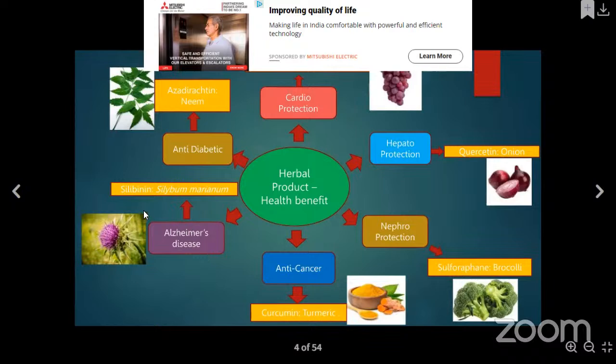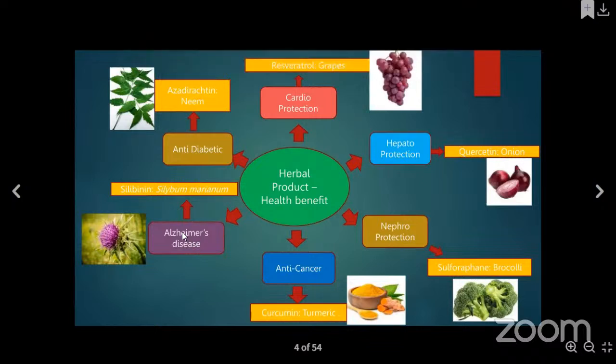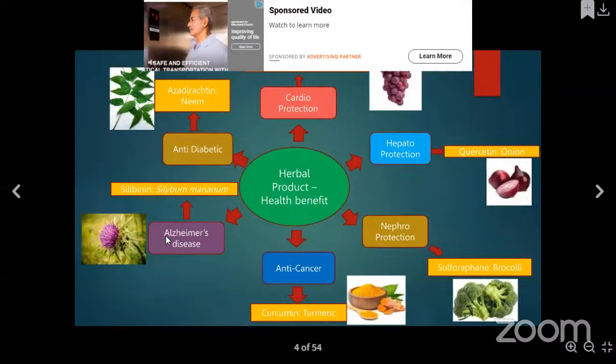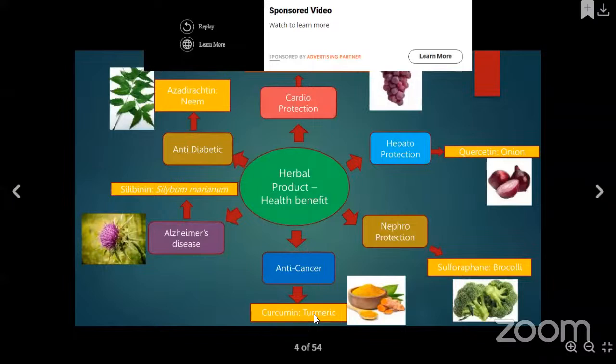And you can see here Silybum marianum. That contains a drug known as silibinin, which is having a cure for Alzheimer's. What is Alzheimer's? A memory loss disease known as Alzheimer's. And we discussed this Curcuma. Curcuma has a compound known as curcumin. Curcumin is present in turmeric, which is having a cure for cancer.